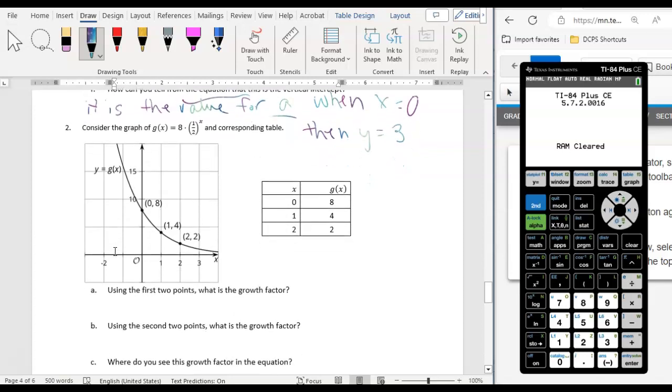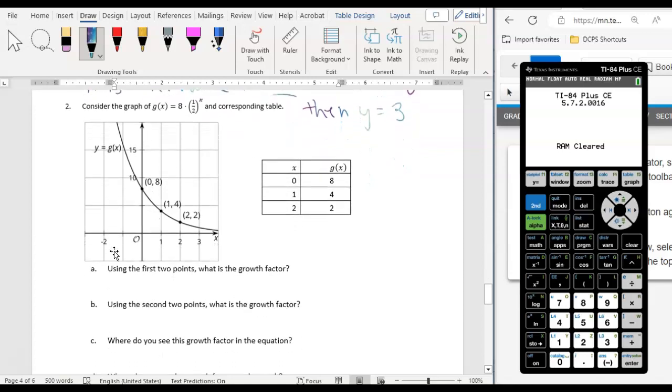All right. Consider the graph g of x equals 8 times 1/2 to the power of x and the corresponding table. So this is a similar thing. Using the first 2 points, what is the growth factor? So we're looking at these 2 consecutive points. 4 divided by 8 equals 1/2 or 0.5. In this case, it is a decay factor, right? They're using the term growth factor, but in this case, we're decaying. Using the second 2 points, same thing. We're going to do 2 divided by 4 equals 1/2 or 0.5.